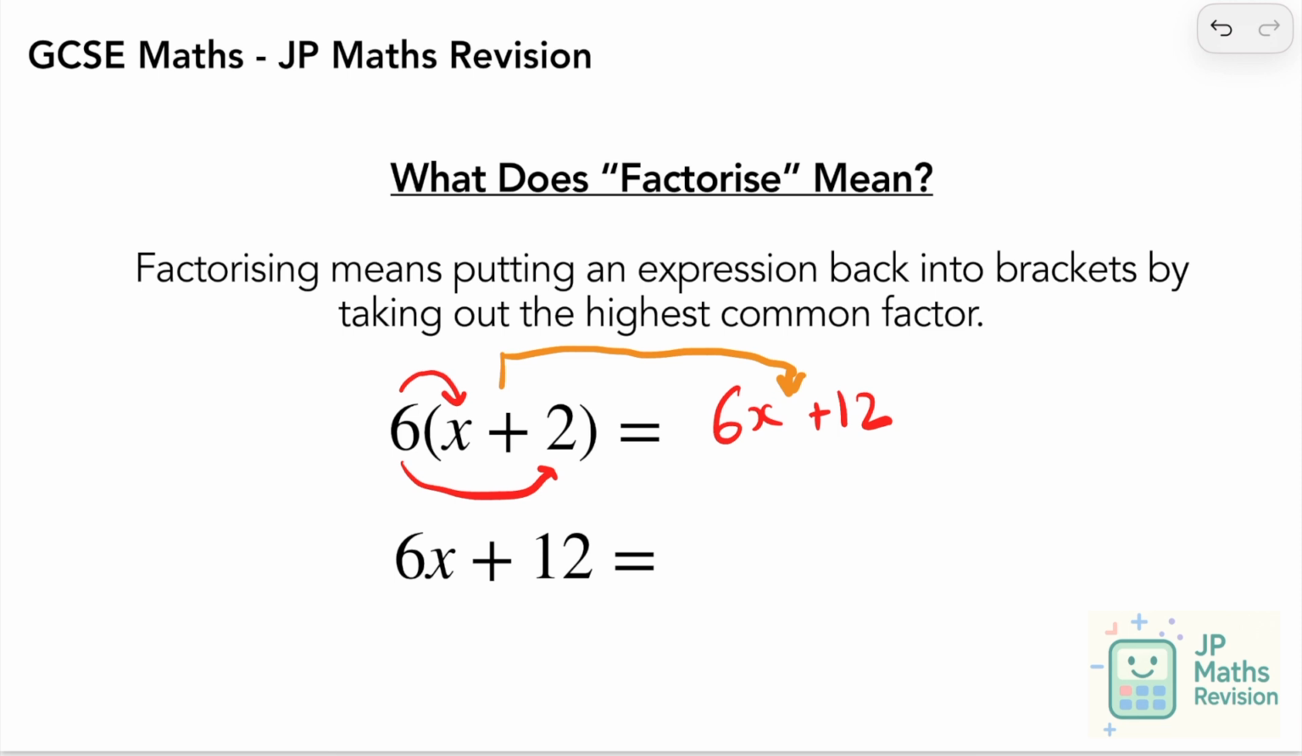So we're given an expression like 6x plus 12, and we need to figure out how to go from here to here. So 6x plus 12, if we put that back into brackets, it's going to be 6 bracket x plus 2, but we need to know how to actually do that.